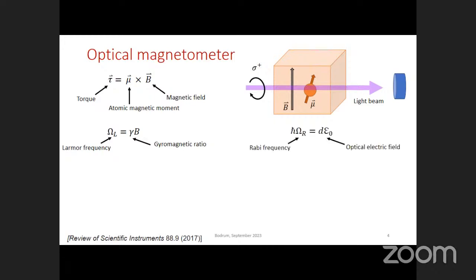And to parameterize the strength of interaction, you look at the Rabi frequency, where E0 is related to the light's electric field, and D is the electric dipole moment related to the atom. So this here is just a probing beam. You see there's a magnetic field, an external magnetic field that polarized the spin, caused some Larmor frequency. And then we pick up this spin precession, we pick that angular momentum up with some laser light that goes through it.